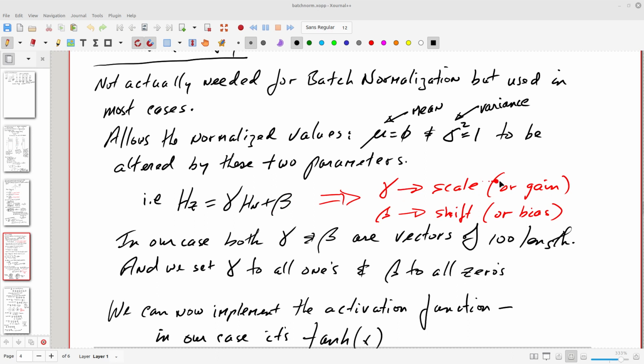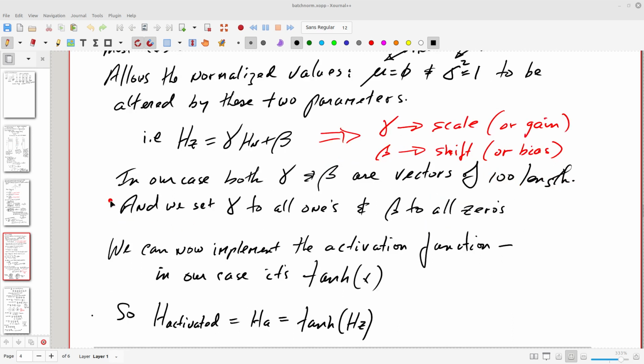So usually scale, sometimes they call it gain, and shift, sometimes they call it bias. Of course, that bias confuses with B1 and B2, which are the other biases, so be careful about that. In our case, both gamma and beta are vectors of 100 length. That's fine. And we also set gamma to all 1s and beta to all 0s for initialization.